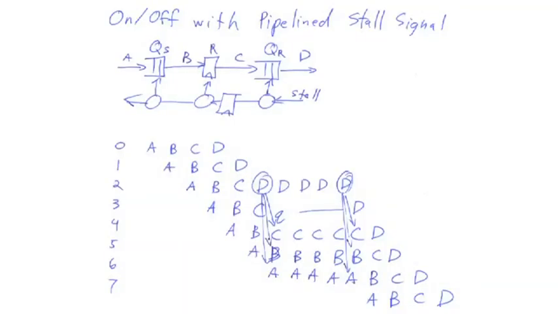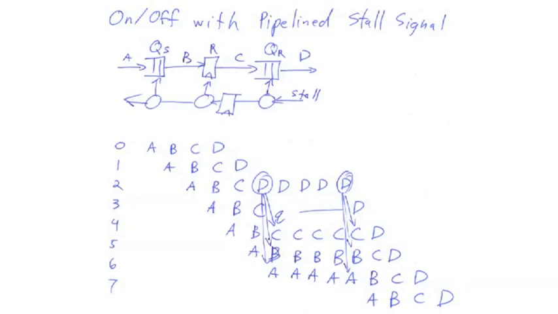Now, the implication of this is you are not able to stall C at all. So like it or not, the data is coming this direction from R to Q sub R. So what do you go about doing at this point? This is a tough one.